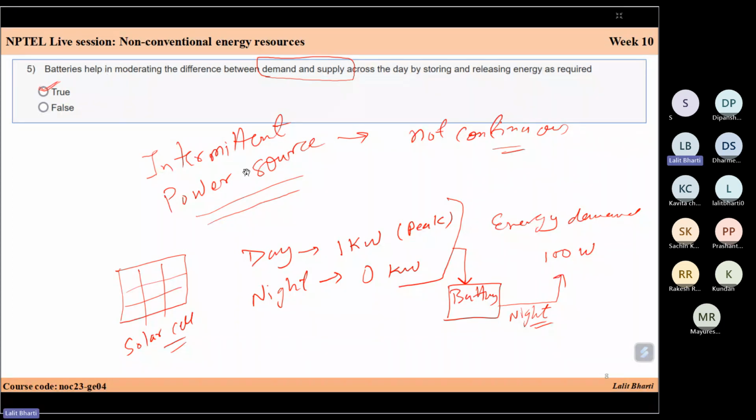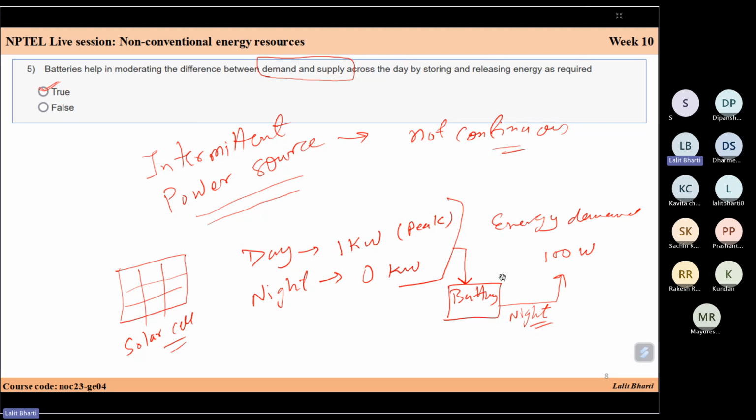If you have high demand but no supply, or in the opposite case, high supply but no demand. Let's take an example of solar cells. In daytime, you have a lot of energy. Let's say you are producing 1 kilowatt of power. This is your peak power generation, but your demand is not 1 kilowatt. Your demand is only 0.5 kilowatts.